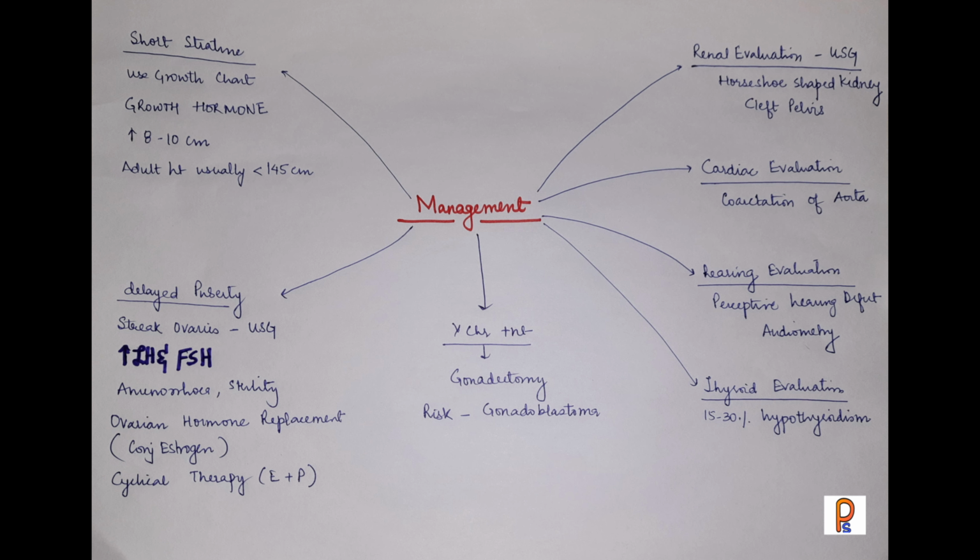Other features which occur and need evaluation in the child with Turner syndrome are horseshoe-shaped kidney may be present, or the pelvis of the kidney may have a cleft. So for that, we need to do ultrasonography and renal evaluation of the child. There may be coarctation of the aorta. So for that, we need cardiac evaluation. Also, there are perceptive hearing defects which occur in Turner. For that, we need to make the child undergo regular audiometry. Also, 15 to 30% of the children with Turner have thyroid abnormalities, so thyroid evaluation is needed. So this is how we are going to manage the child with Turner syndrome.